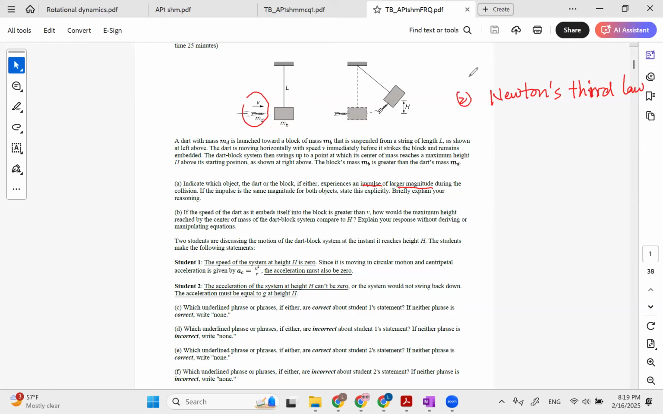The second way to explain this question, you just choose one of them, you don't need to say both, is by conservation of momentum, right? The decrease in the momentum of the dot must be equal and opposite to the increase in the momentum of the block because of momentum conservation. So the impulse will be the same magnitude. So the second one, you use momentum conservation to answer it. You got it?